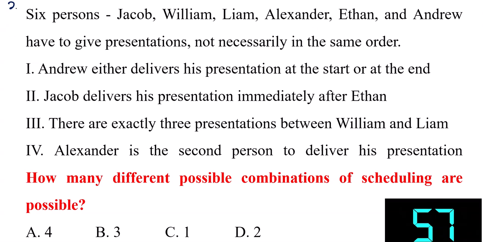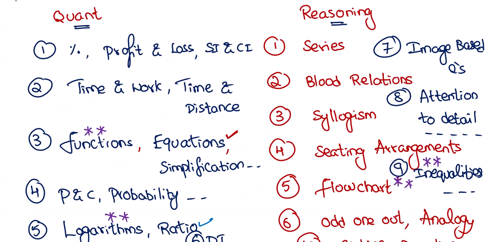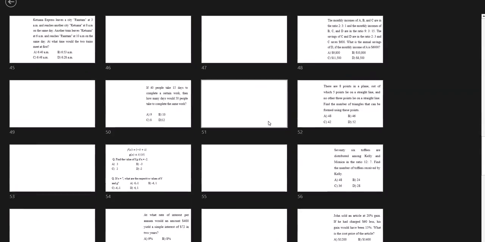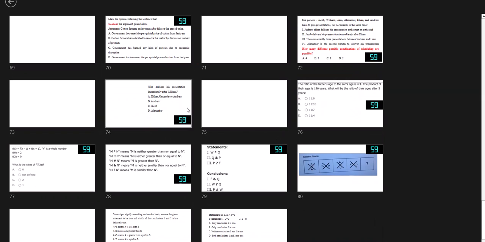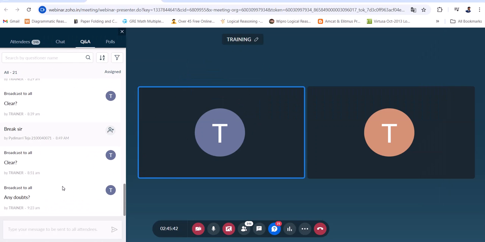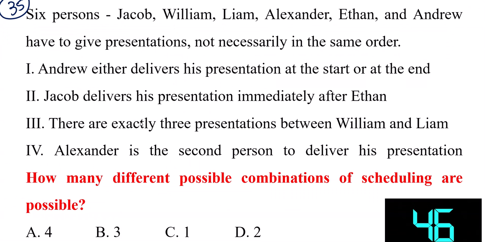Now 35, this is related to seating arrangements. I think we didn't mention that in the syllabus. So seating arrangements, yes, for reasoning we mentioned seating arrangements. No problem. Seating arrangements is a matter, so we need to focus on it. Say this question: how many different possible combinations of scheduling are possible? Check once.